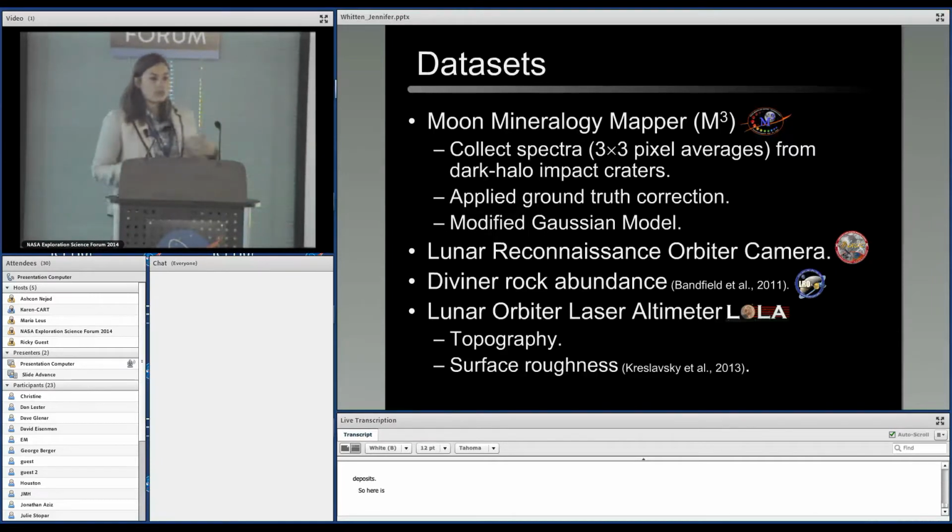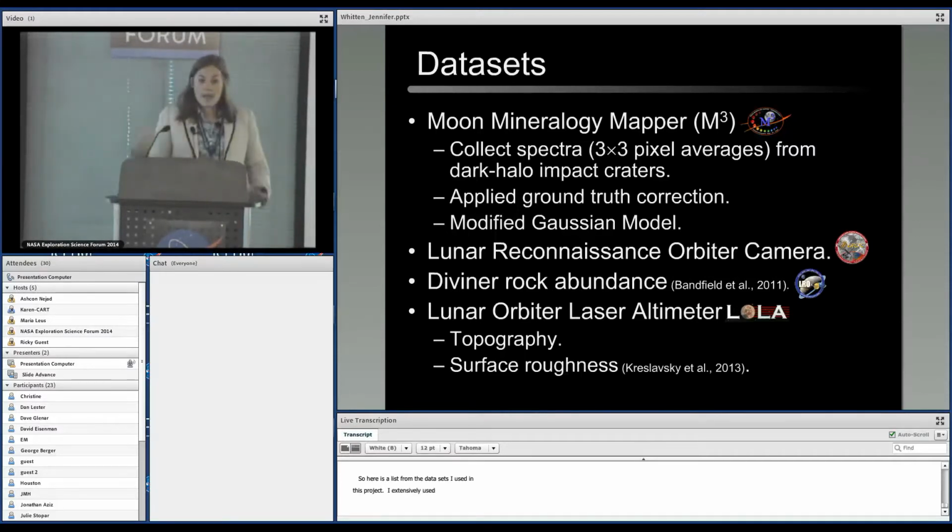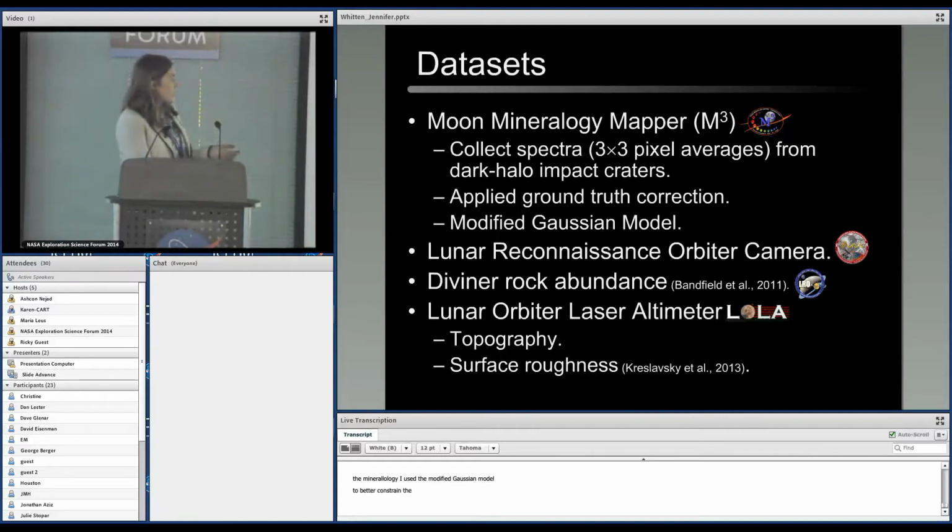Okay. So here's a list of some of the data sets that I used in this project. I extensively used the Moon Mineralogy Mapper dataset to map these deposits as well as to measure the mineralogy. And in order to identify the mineralogy, I used the modified Gaussian model to better constrain the absorption band centers for the various absorption features found in these spectra. I also used LROC data, Diviner rock abundance, and LOLA, both the surface roughness as well as topography data, to characterize those deposits that I was able to identify and map.